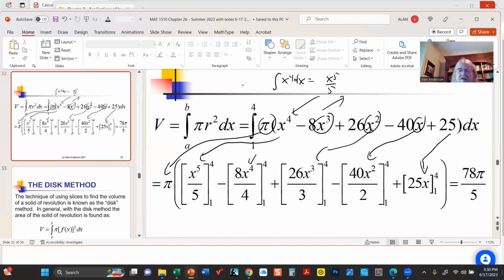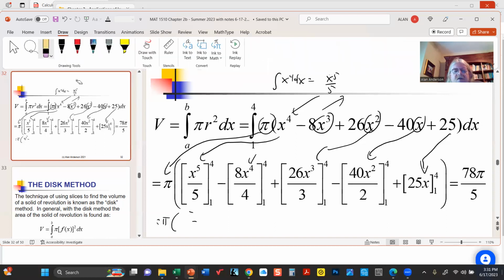Now, I didn't write out all the intermediate steps, but you know what we're doing here. This is, for example, 4 to the fifth, minus, sorry, 12. I don't have that much space here, so let me just show you a little bit of this. We have pi, 4 to the fifth over 5 minus 1 to the fifth over 5, et cetera, et cetera.